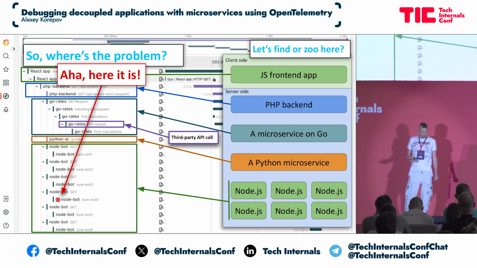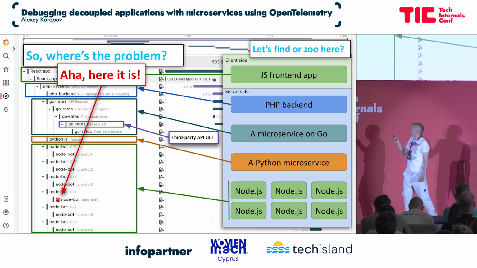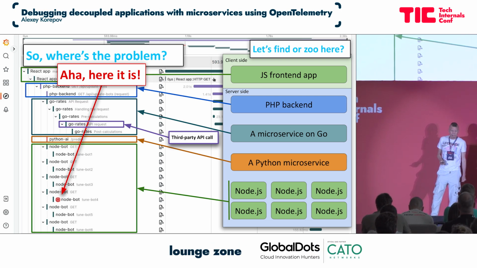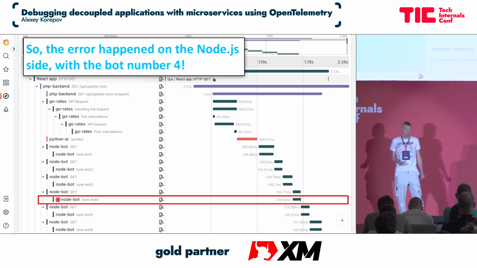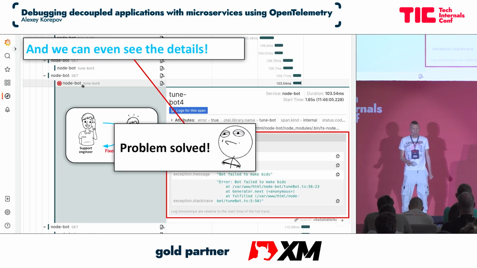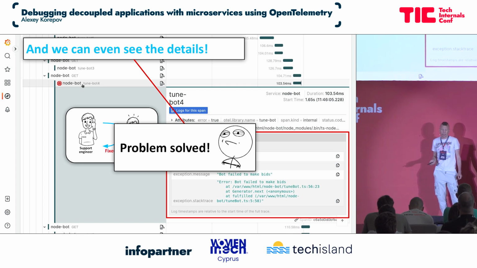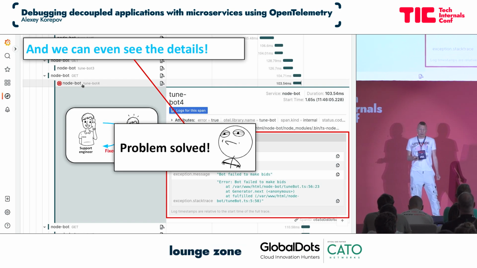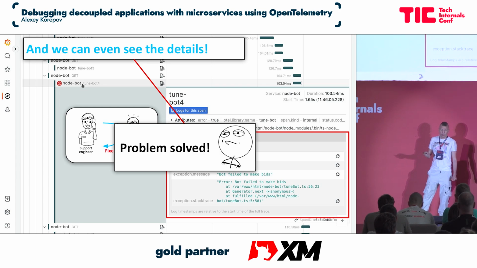And where is the problem? We see the red icon here that indicates that something went wrong with bot number 4. And actually, we can click on this line and see pretty detailed information about what happened. We can see the exact date and time of this event, but also the actual exception with the exception message, and even the name of the file and the exact line in the code in which this exception happened.